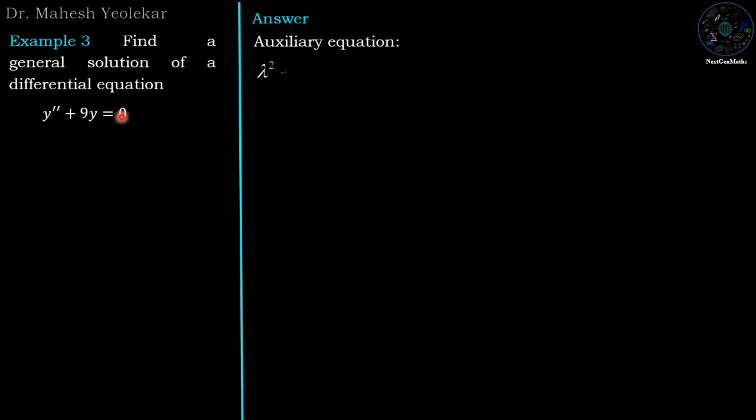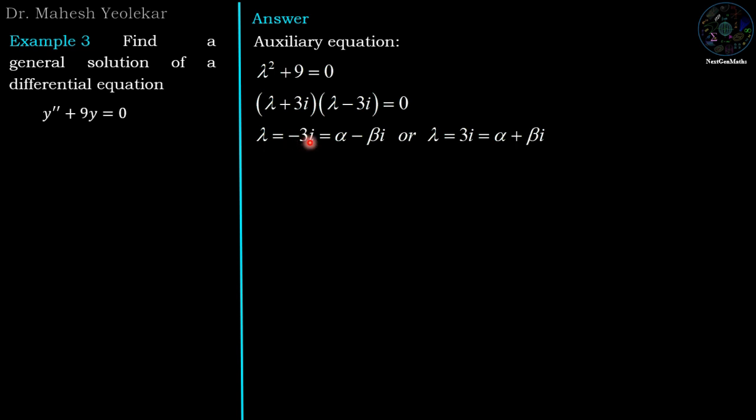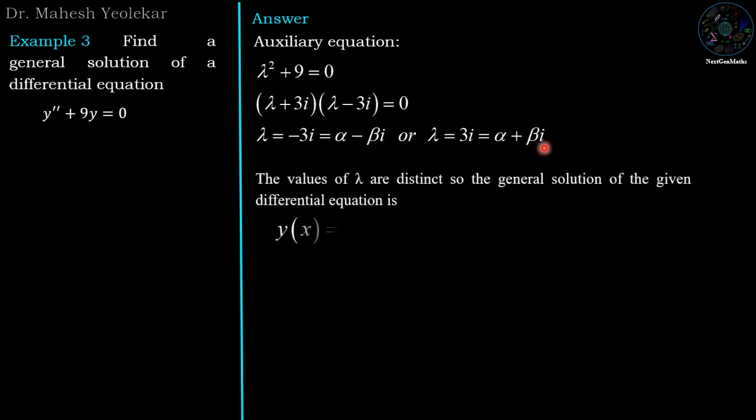Now the third example, y'' + 9y = 0. If we construct the auxiliary equation, it is λ² + 9 = 0. If we factorize, then (λ + 3i)(λ - 3i) = 0. So λ equals -3i and λ equals +3i. They are complex conjugates, α - βi and α + βi. Therefore the solution is of the form e^(αx)(c1 cos βx + c2 sin βx). Here α and β are the real and imaginary parts of the complex number.